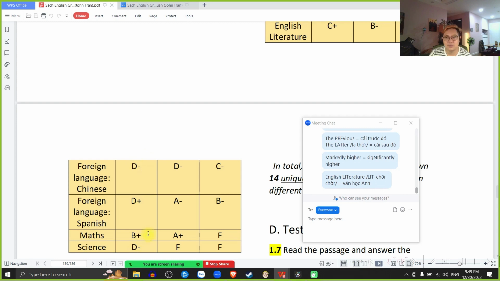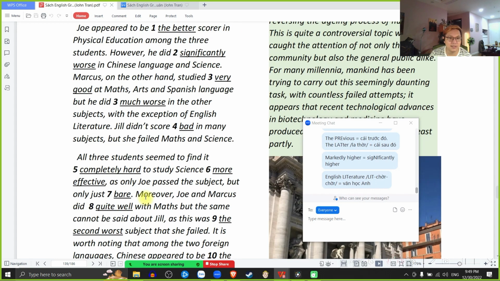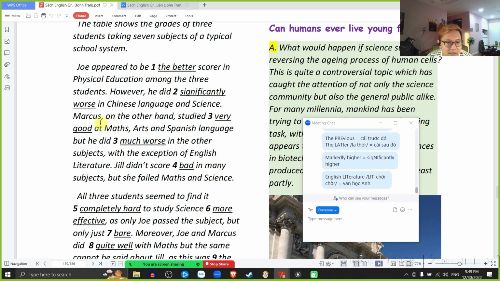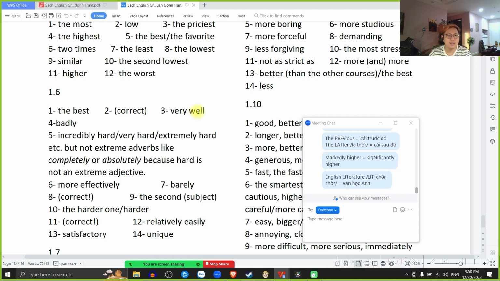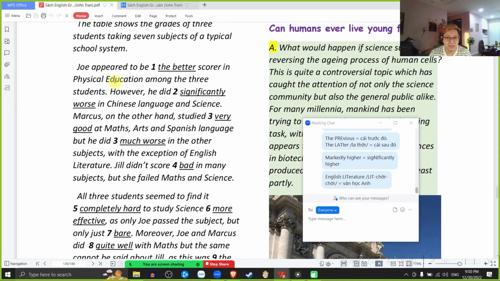Tức là rất tệ luôn á. It's really bad. How about here? Marcus, on the other hand, về mặt khác thì sao? Marcus studied, number three, it studied very well because it describes how he studied. Nó miêu tả là anh học kiểu gì, anh học như thế nào, tức là anh phải dùng adverb. You need to use an adverb because it describes how he studied.